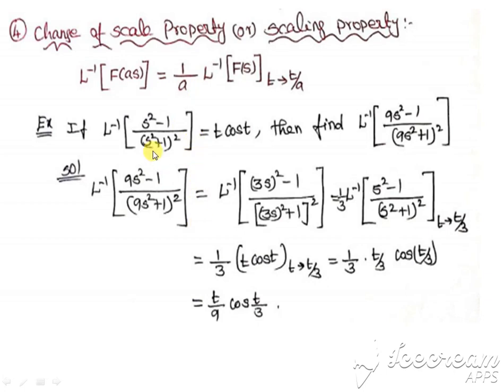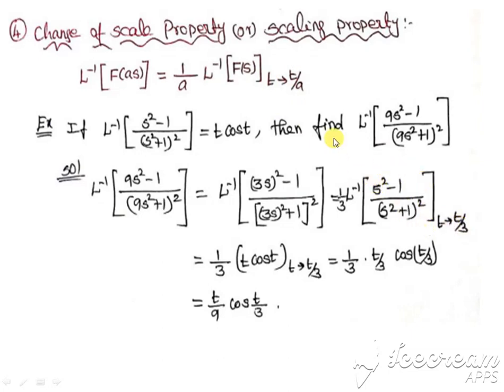So here, if L inverse of (s squared minus 1) divided by (s squared plus 1) the whole squared is equal to t cos t, then find L inverse of 9s squared divided by (9s squared plus 1) the whole square. So I can write the given function as (3s) the whole squared minus 1 divided by ((3s) the whole squared plus 1) the whole square. So here, instead of a, we have 3. So for that, by using this property, 1 by 3 L inverse of, remove all the 3 value. So for that, s squared minus 1 divided by (s squared plus 1) the whole square. In that, from the property, t is replaced by t by 3.